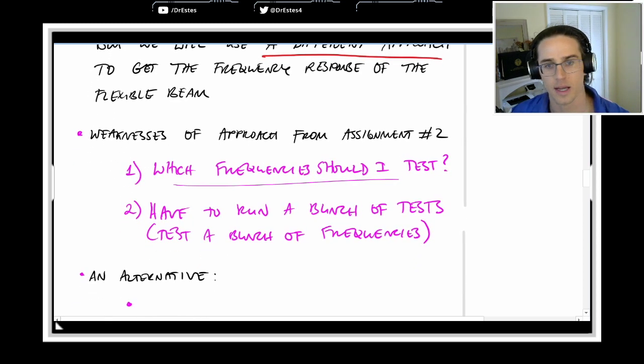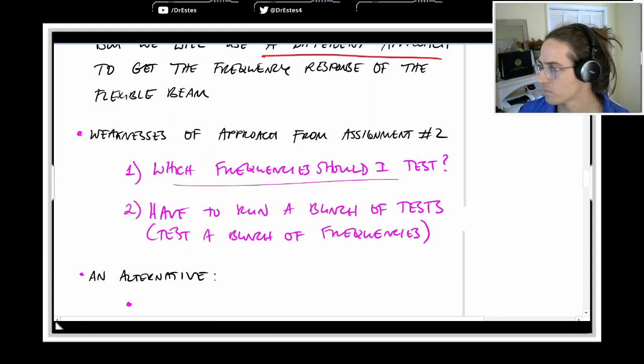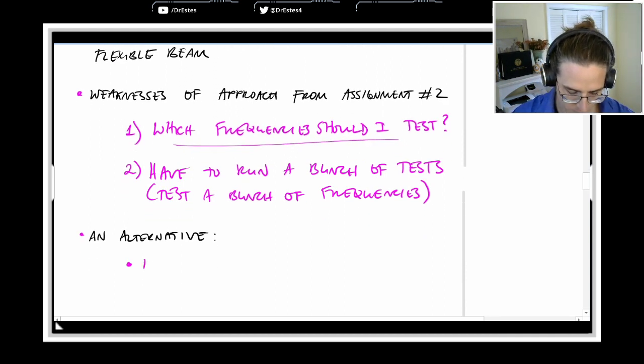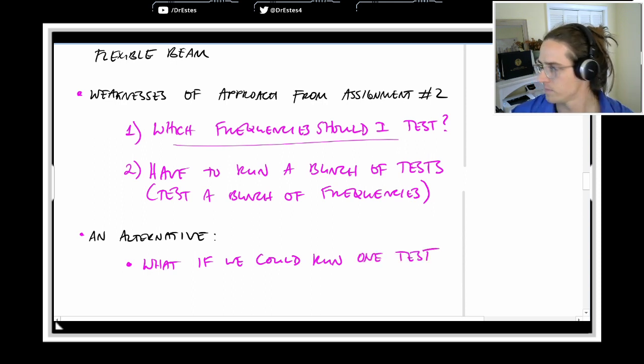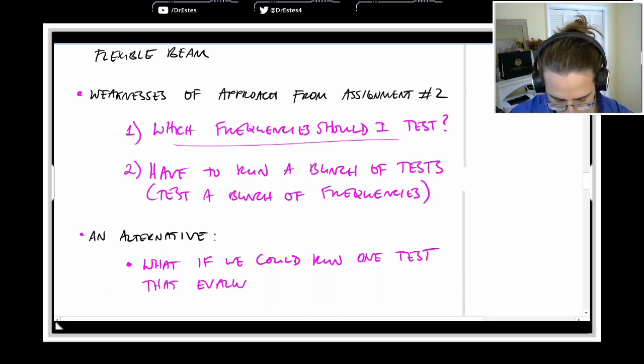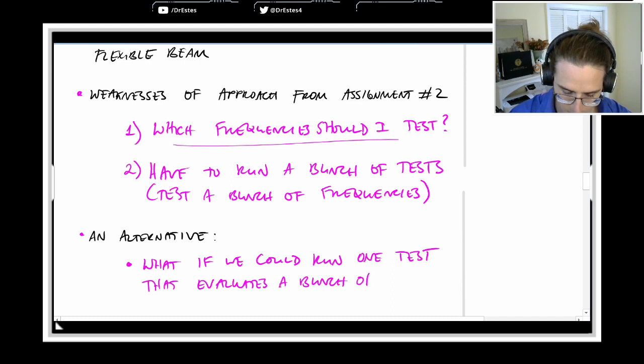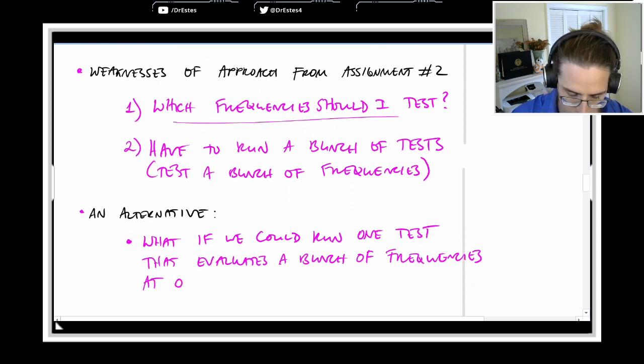Okay, so an alternative. What if we could run one test that evaluates a bunch of frequencies at once?